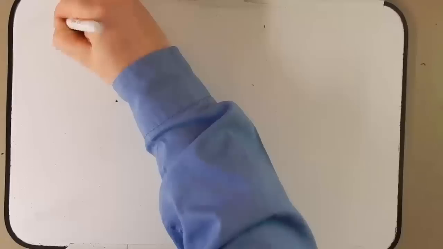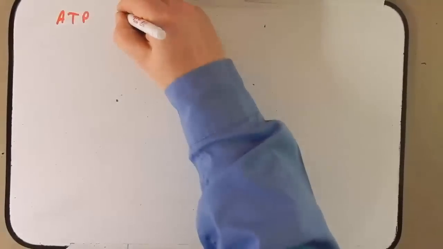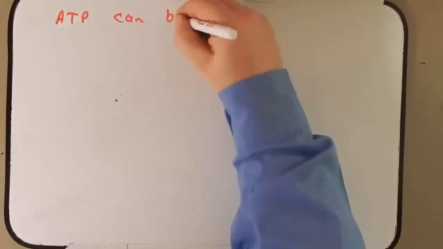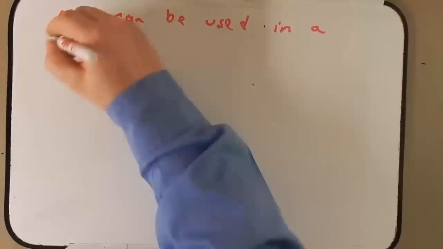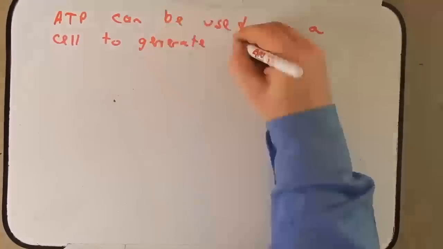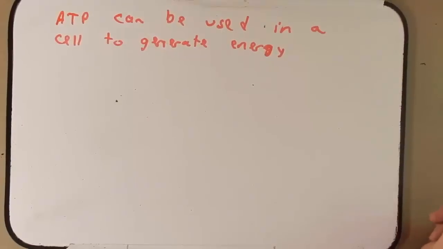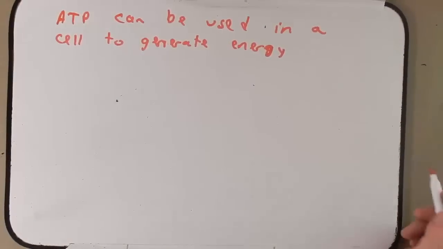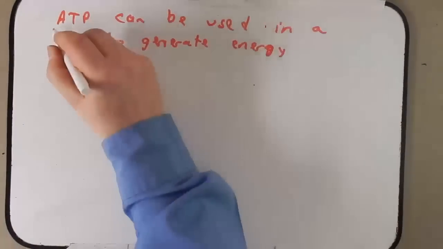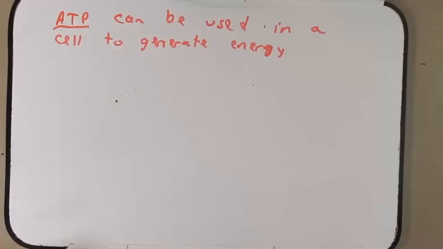All right, the last thing I want to talk about is how is it that ATP can be used in a cell to generate energy. You've probably heard in other classes, or if you haven't, I'll tell you now that ATP is considered to be one of the most important energy sources in a cell. But how can it generate so much energy?